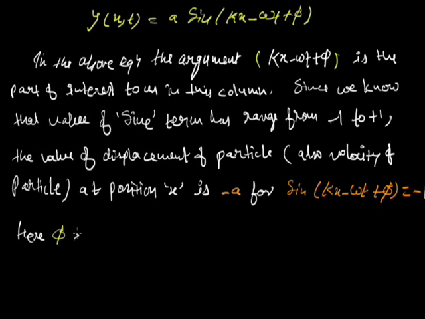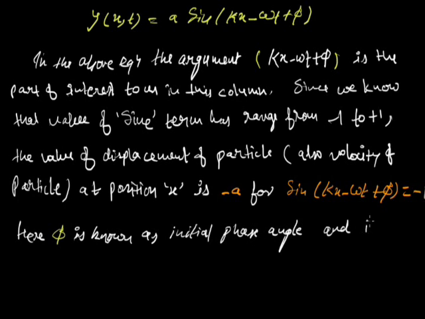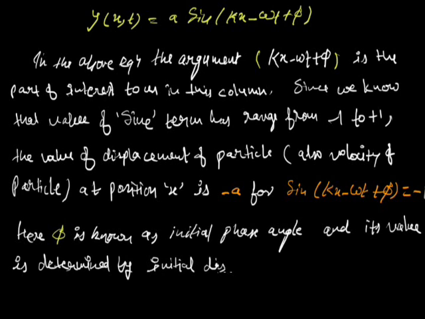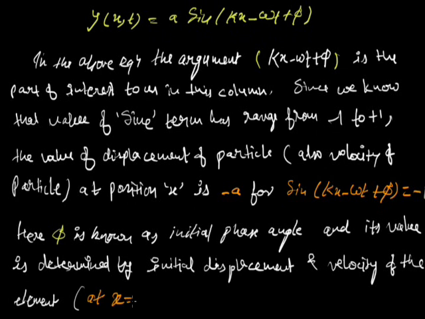Here phi is known as initial phase angle and its value is determined by initial displacement and velocity. Initial displacement and velocity of the element at x equals 0 and t equals 0.